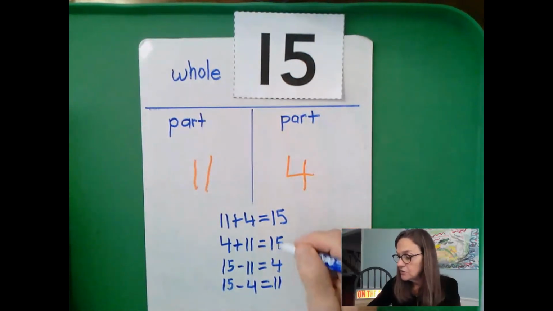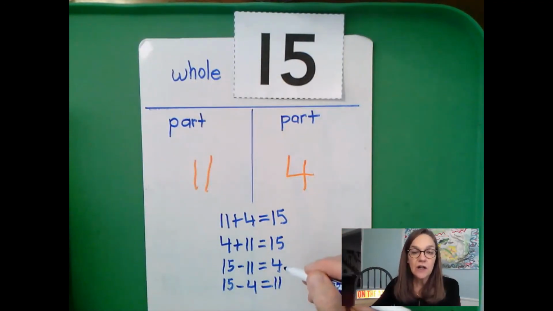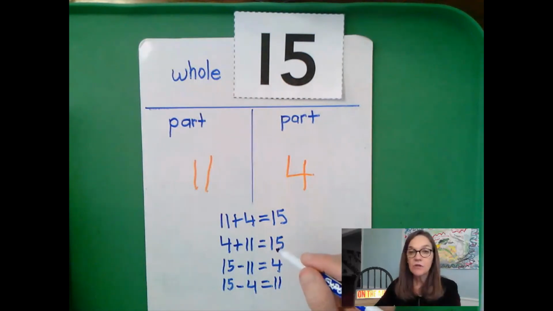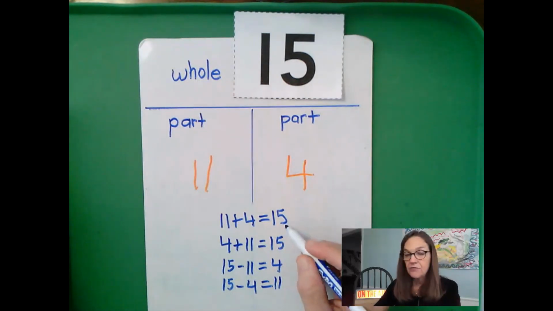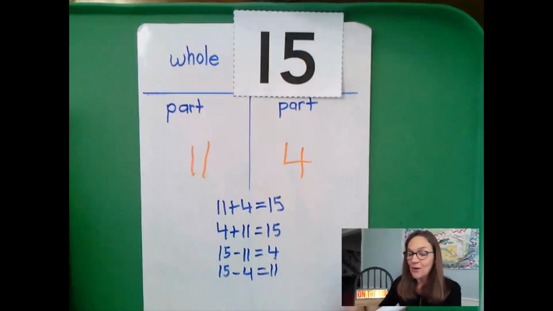And when you know the addition combinations, it's easier to come up with the missing number in a subtraction problem, or to come up with the difference in a subtraction problem. If you know 11 and 4 and 15 go together, when you see a 15 and 11, you're going to know that it's 4.